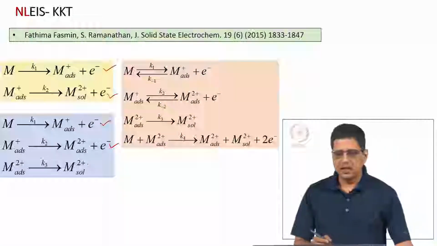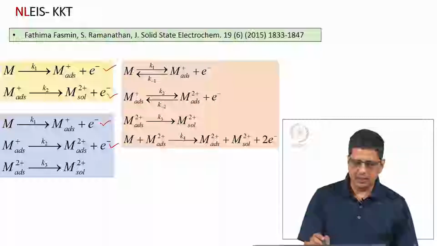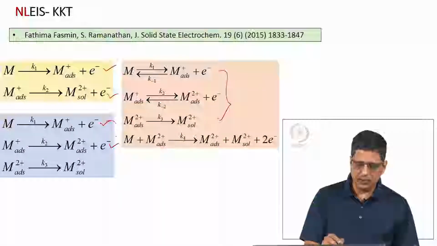Third example is a little more complex. The first and second steps are reversible electrochemical steps. Metal goes into metal plus adsorbed, releasing an electron. Metal plus becomes metal 2 plus adsorbed species, again releasing an electron. Third, the metal 2 plus goes into metal solution. So, until this it is similar to the second mechanism we had tried, of course, with the first and second steps reversible.